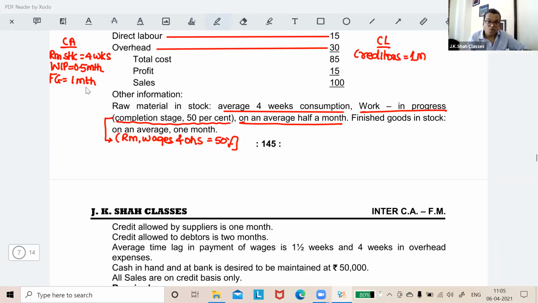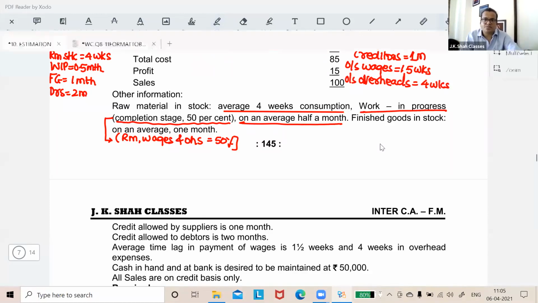Okay, credit allowed to debtors is 2 months. So here we would have debtors 2 months. Average time lag in payment of wages is 1.5 weeks. So outstanding wages 1.5 weeks and 4 weeks in overheads. Okay, fine. So outstanding overheads is going to be 4 weeks. Other than that, what are we told?